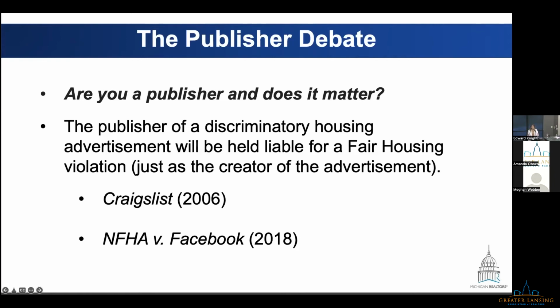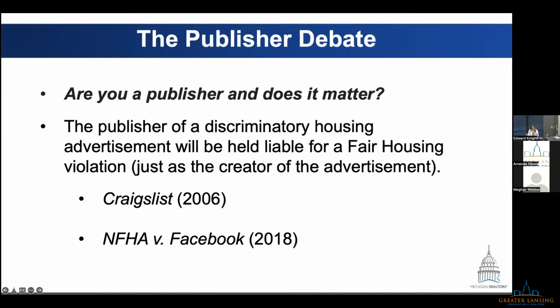They said that Craigslist was really just acting in a passive manner. They were a website. All they were really doing was acting as an online bulletin board, is what the court called them. Craigslist wasn't creating the actual content. The content came from third parties. All Craigslist was doing was facilitating a place for users to post. So the court said Craigslist shouldn't be held liable for fair housing violations because they weren't a publisher.